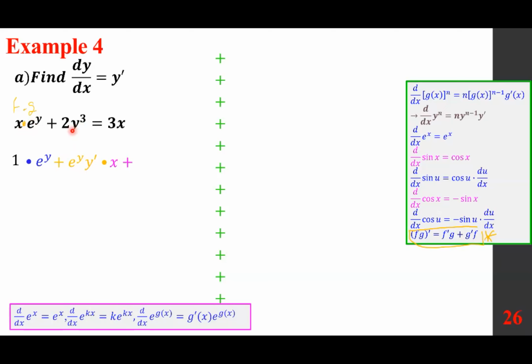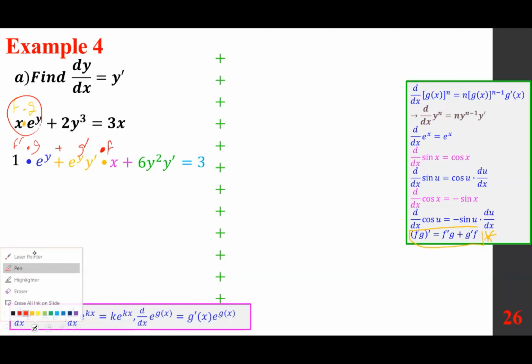2y cubed, using this formula, 6y squared y prime. The right side is just 3. And again, just to make sure we are following this properly, this is f prime, g prime f, okay, for this part only. Again, we're done with calculus.